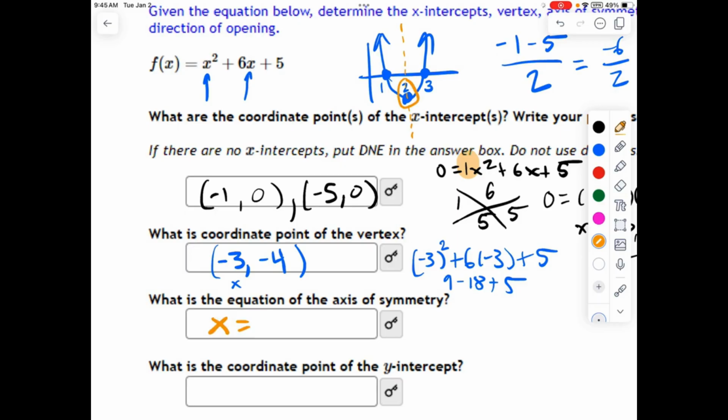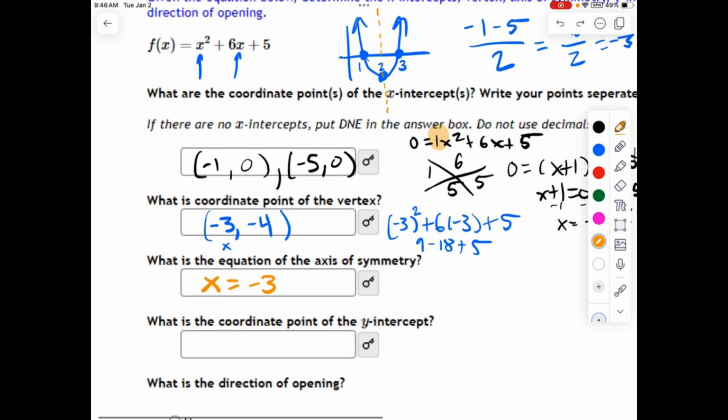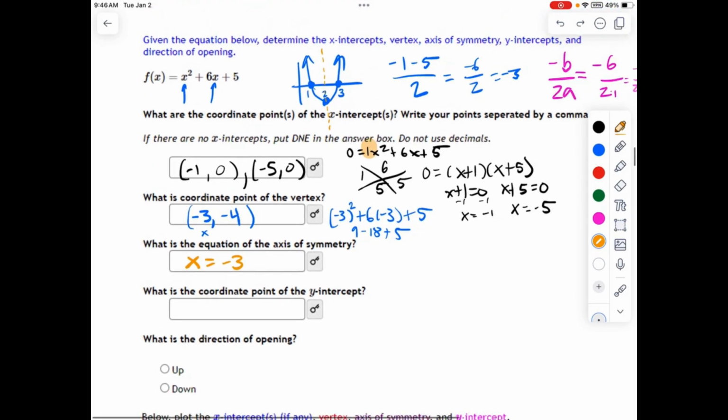Which means you're grabbing, because it's running through the x values, you want the x value of your vertex. And there's your axis of symmetry. Whatever this value is always going to be the same value there. Always. There's no exception to that, because for a quadratic, the axis of symmetry will always run through the vertex.